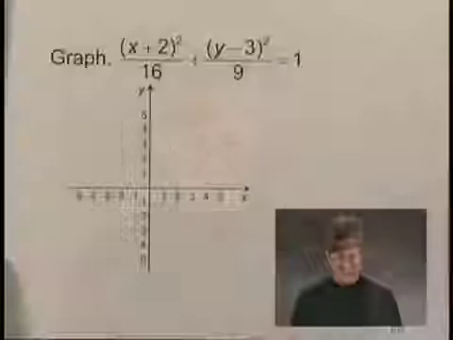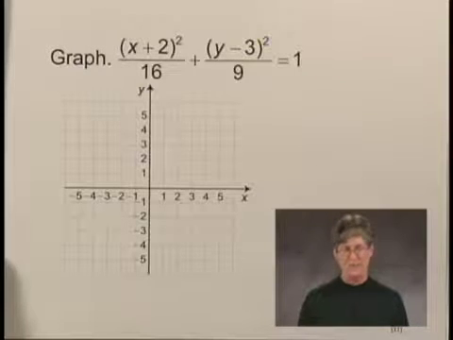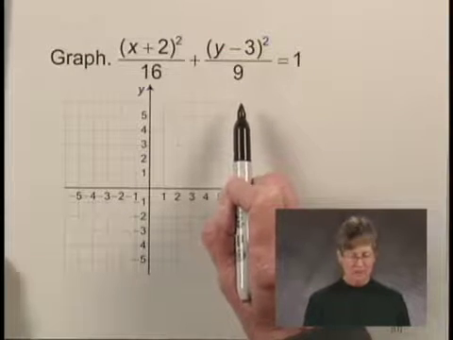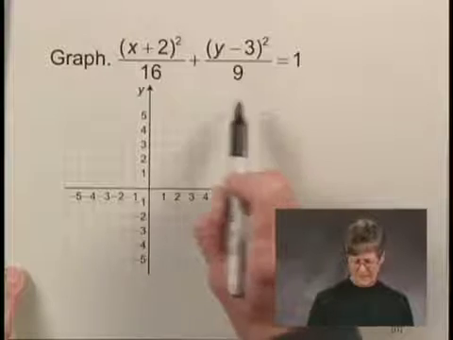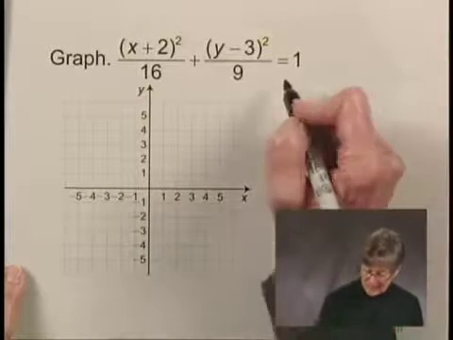We'll sketch a graph in this exercise. We're going to graph the quantity x plus 2 squared over 16 plus the quantity y minus 3 squared over 9 equals 1. Now we can tell from the form of the equation that the graph is going to be an ellipse. And let's begin by writing this equation in the standard form for the equation of an ellipse.